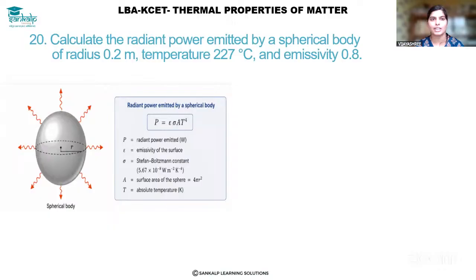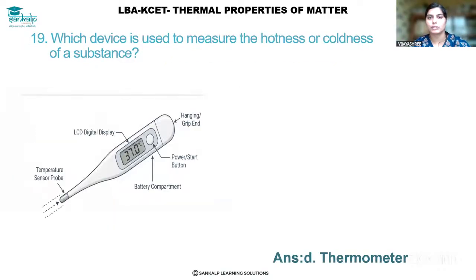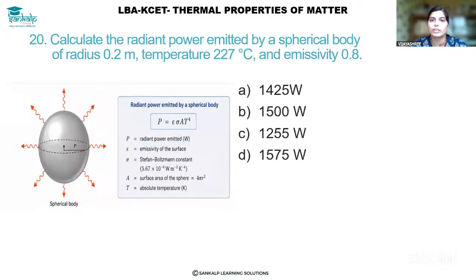Let us see question number 20. Calculate the radiant power emitted by a spherical body of radius 0.2 meter. Temperature is 227 degrees Celsius and emissivity is 0.8. Okay, so options. Option A 1425 watt. Option B 1500 watt. Option C 1255 watt. And option D 1575 watt. Okay. So we have to calculate the radiant power emitted by this spherical body. So we have to use the Stefan-Boltzmann law.